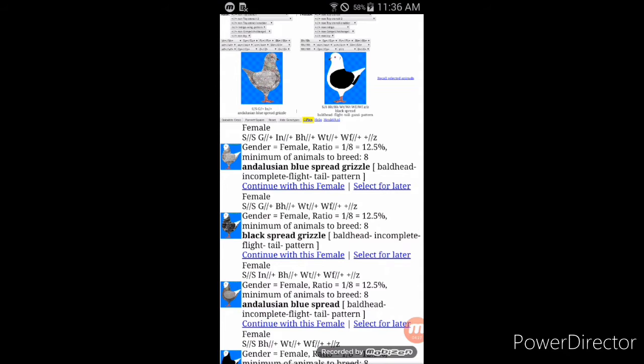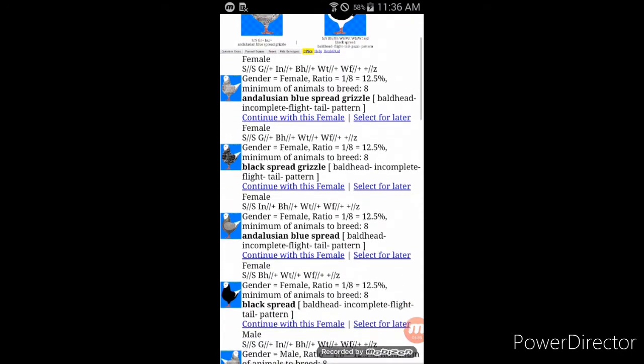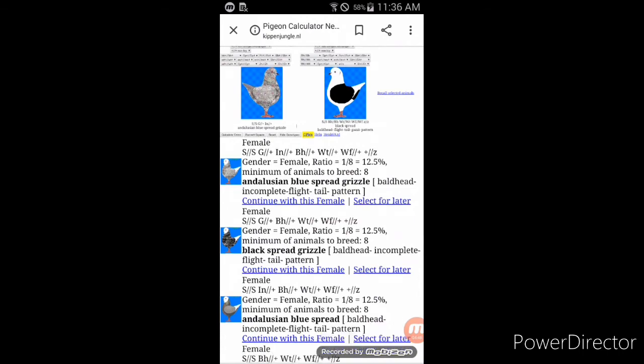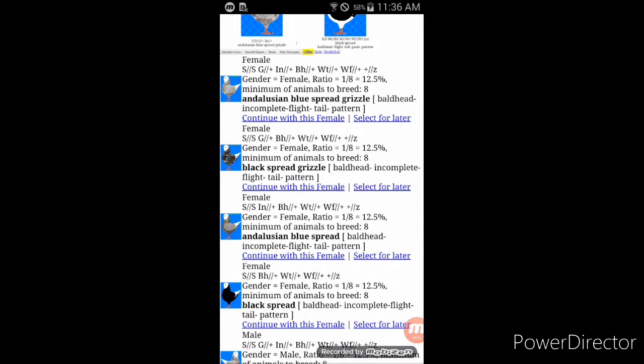So genetics and genetics calculators are 100% accurate as long as you know the background of your bird at least 2 generations back. Now, of course, we don't know the great-great-great-great-grandparents of our birds, so sometimes an anomaly will pop up and you'll get a bird that is not even close to the color that you have in your pair. That's because they have hidden genes in their background that you cannot see visually, which we call a split. Okay? So again, in my pairing, I'm hoping to get some bald-headed Andalusian grizzles, which would be awesome, and some black spread grizzles with bald heads.